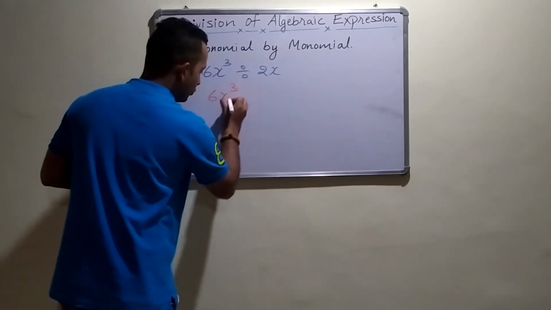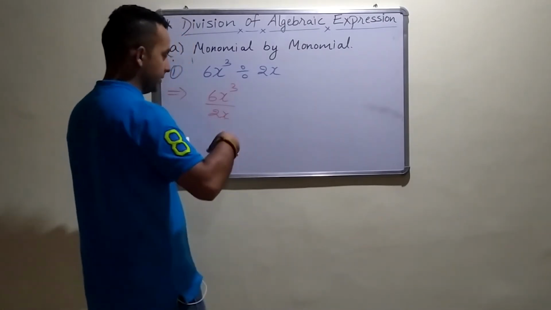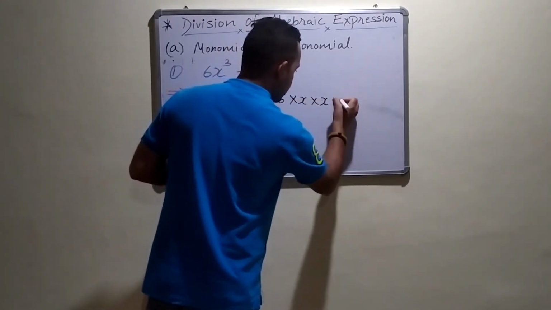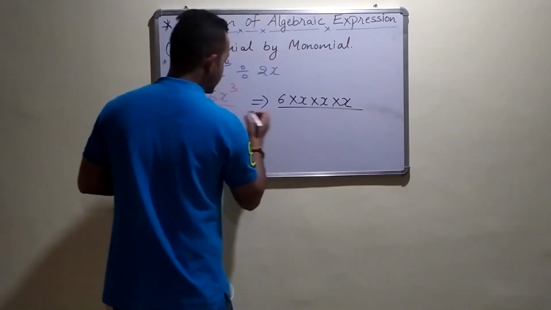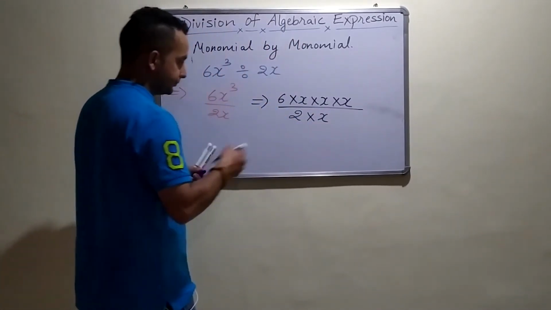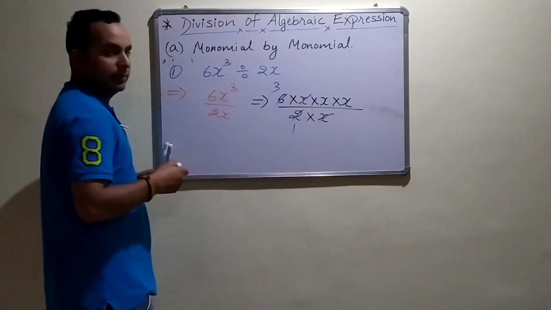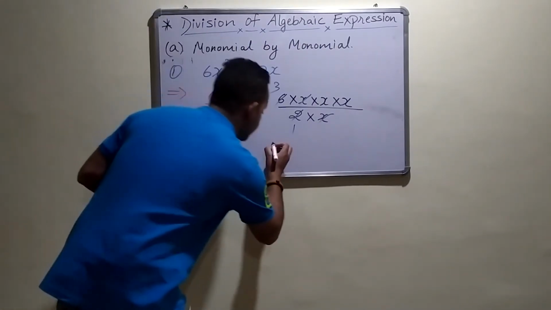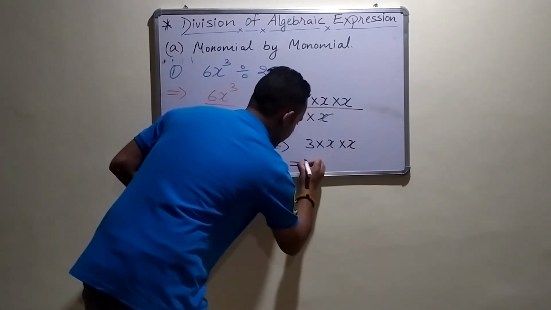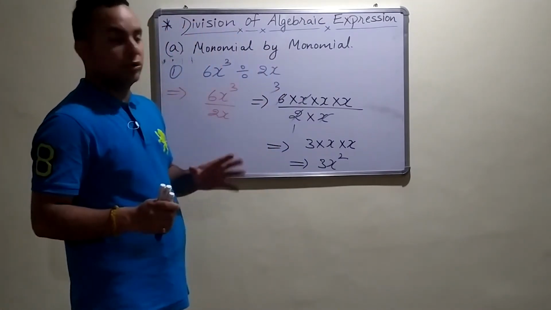So 6x cube divided by 2x. So you can express this like this: 6 into x into x into x, and 2 into x. Now you're going to cut this. Number 2, 1s are 2, 2 3s are 6. x will cut with the variable x. So at last your product is 3 multiply x into x and your answer is 3x squared. Okay class, this is how you are going to divide monomial by monomial.